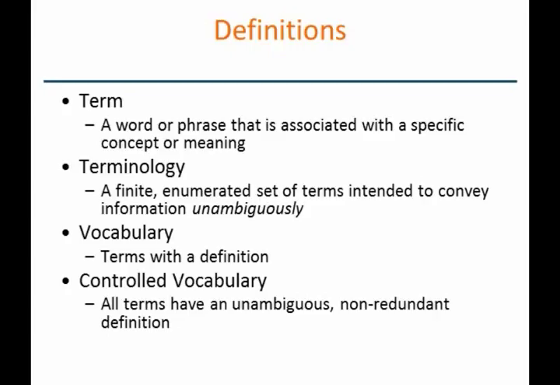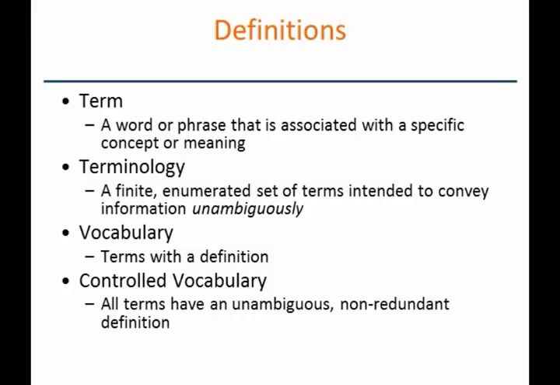To come back to our definitions, a term is a word or phrase that is associated with a specific concept or meaning. And so, as we discussed in the prior section, a term cannot have two meanings, and two terms cannot mean the same thing. It's very important that in the best controlled terminologies, a term represents a specific concept or meaning. A terminology is a set of these terms, and again, it's intended to convey information unambiguously.